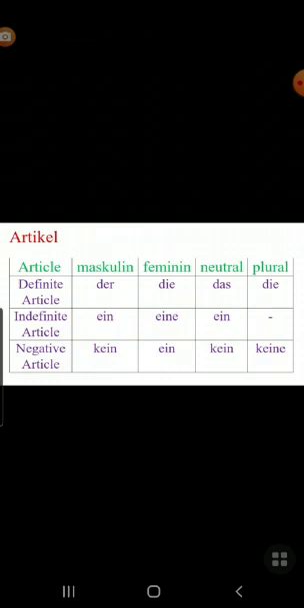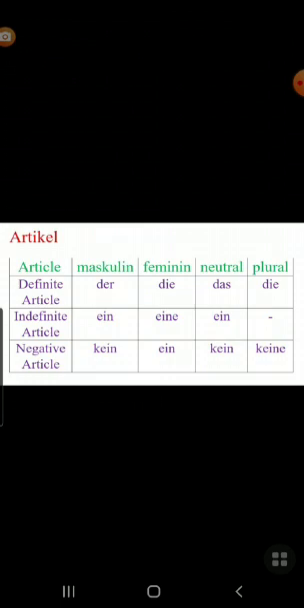So the difference is that in a nominative case, the definite article is, in case of masculine gender, der, die, das. That is masculine, feminine, and neutral. Der for masculine, die for feminine, and das for neutral. And die again for plural.